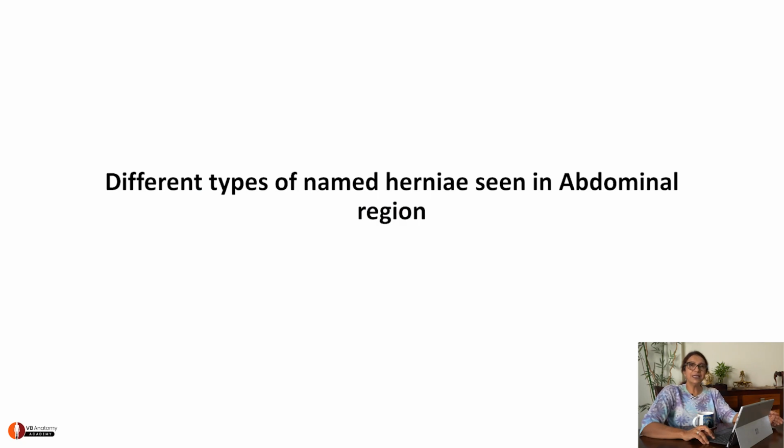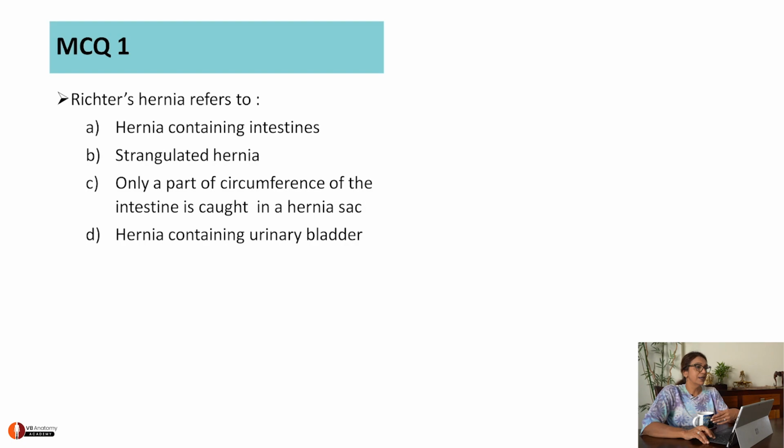Here, you already know the names of a number of abdominal herniae. Often in the inguinal region, they will put up names of other abdominal herniae, Richter's hernia, Littre's hernia, and so on. You have to quickly ask yourself, do you know these names? The names don't give you any idea of what they are. You know it, otherwise you don't. So let's start. Richter's hernia refers to.